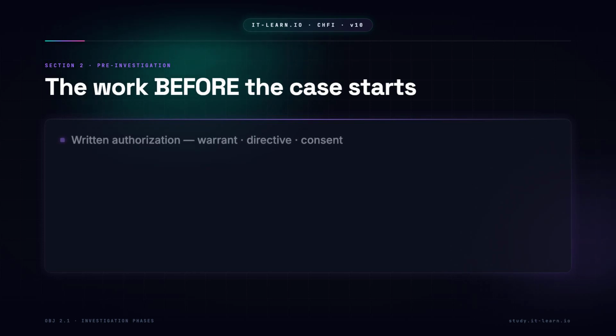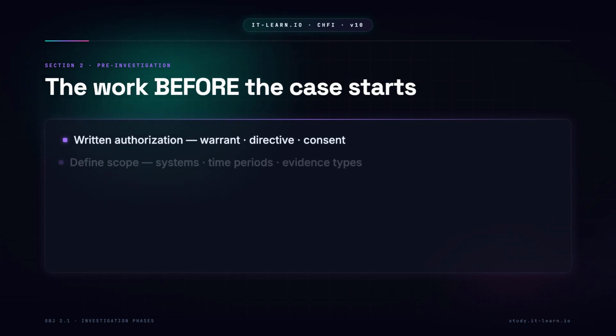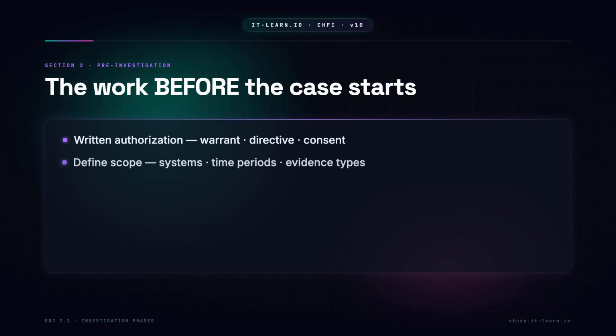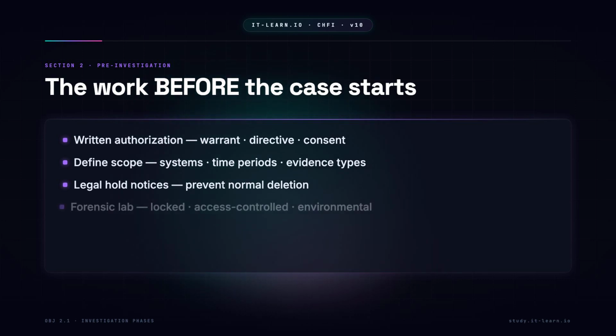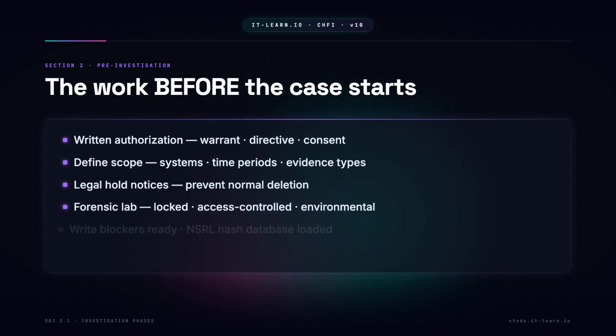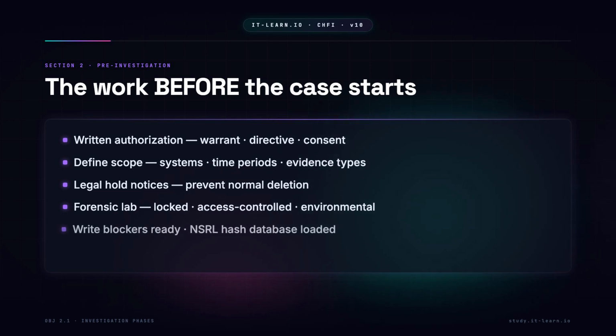Pre-investigation. The work you do before the case starts. First, written authorization. Always. Never start without it. Types: search warrant for criminal. Management directive for corporate. Signed consent form. Define scope. Which systems, which time periods, which evidence types. Coordinate with legal counsel, CFAA, ECPA, state laws. Issue legal hold notices to prevent normal deletion of relevant data.